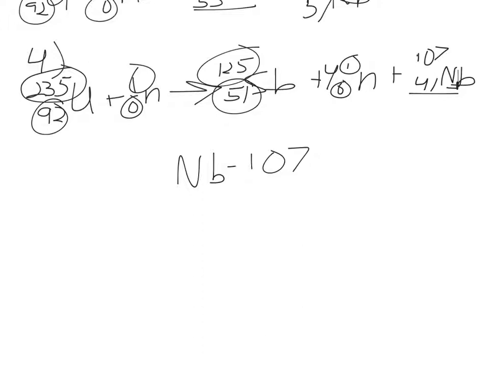And lastly, let's do the last one here, number 5. Identify the following equations as fission or fusion. Okay, the first equation is deuterium plus deuterium going to tritium and a proton. Those are two small nuclei getting together to form a bigger nucleus. Tritium is bigger than either deuterium. And so we will say that is a fusion for the first one.